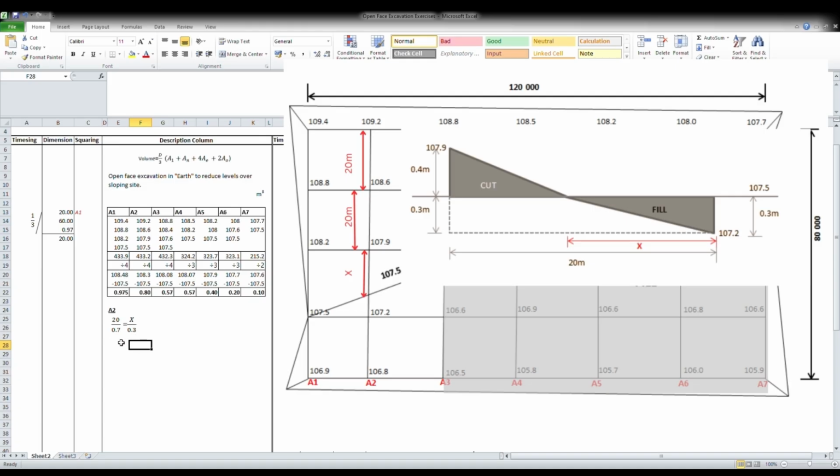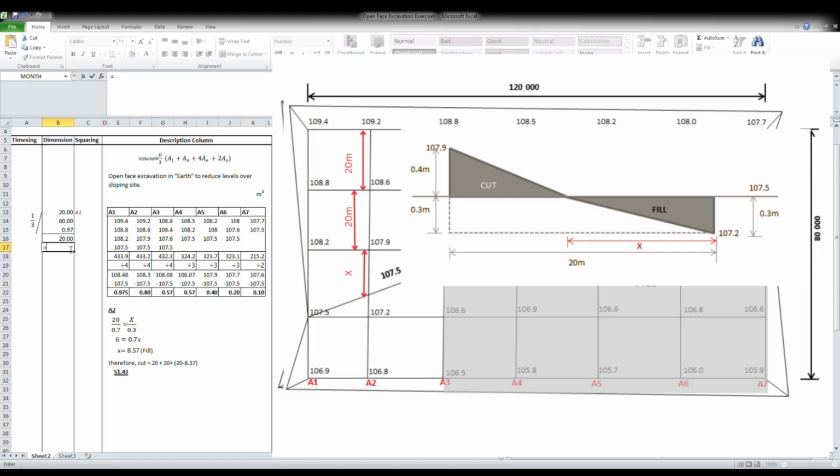Now, using similar triangles, we're going to take 20 over 0.7 equal to x over 0.3, which is going to be equal to 6, or 20 multiplied by the 0.3 gives us 6. 0.7 multiplied by x is 0.7x, and then we're going to say 6 divided by 0.7, and that will give us x is equal to 8.57, but that will be the length for the fill. Cut is equal to 20 plus 20 plus 20 minus 8.57, and that gives us 51.43 as the length for A2.